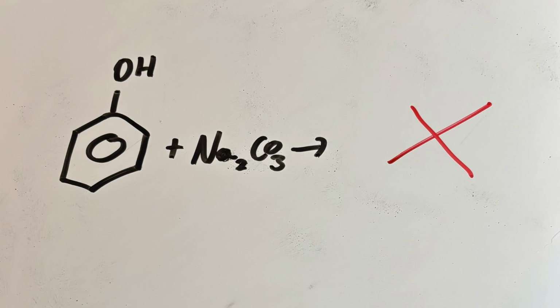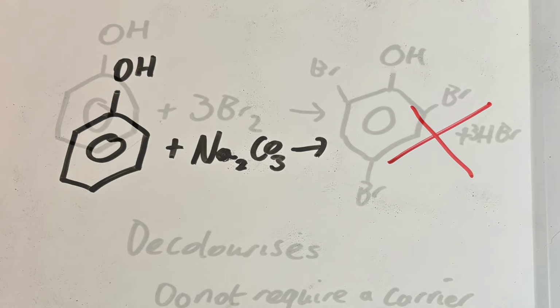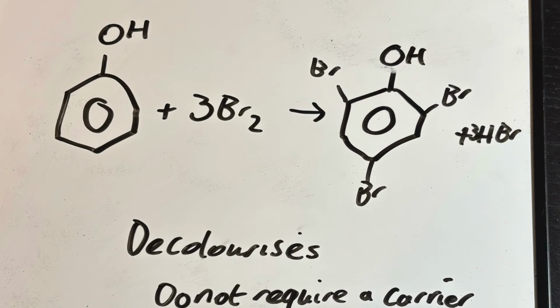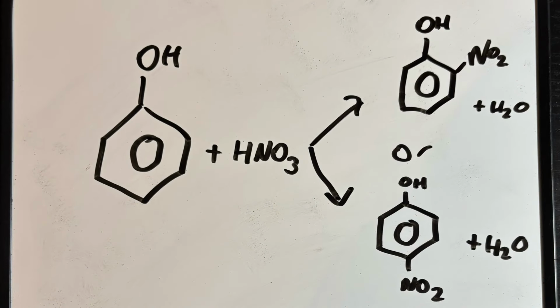But how do you distinguish between carboxylic acids and phenols if they're both acidic? Well, you can use sodium carbonate, which will not react with phenol at all, but will react with carboxylic acid. And phenol, unlike benzene, does readily decolorize bromine, with no need for a halogen carrier. It also reacts with dilute nitric acid to form either 2-nitrophenol or 4-nitrophenol. And we'll discuss why that is in a little bit.